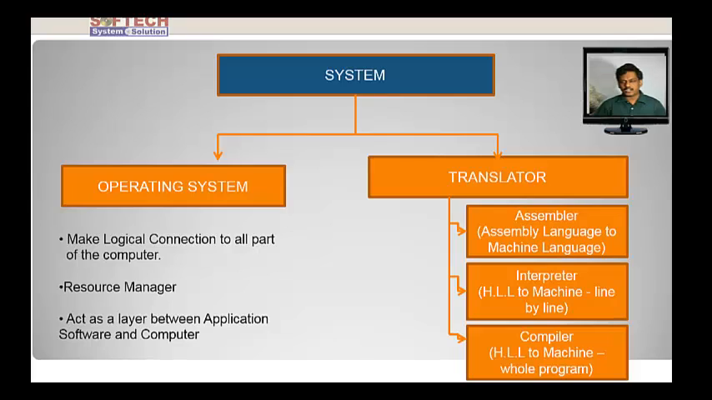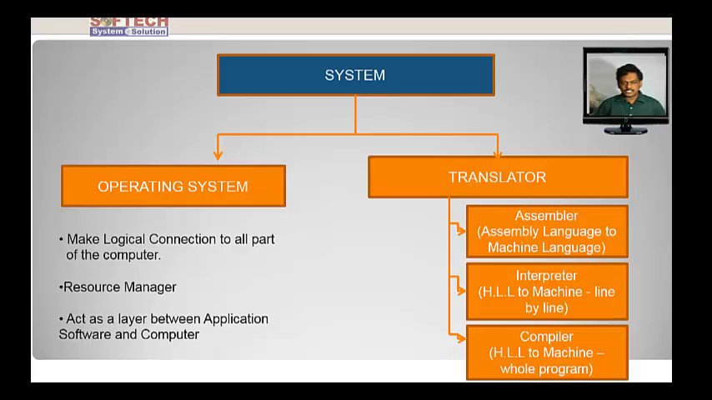If we switch on the switch box, if we press the appropriate switch, then only the electricity passes from that switch box to the light through the wire. So this is a logical connection.